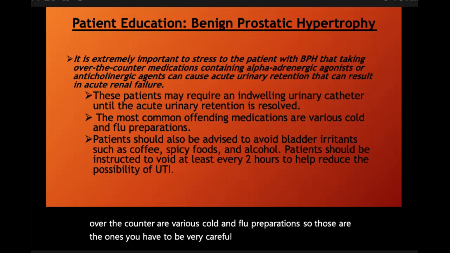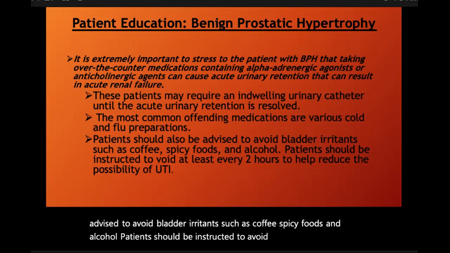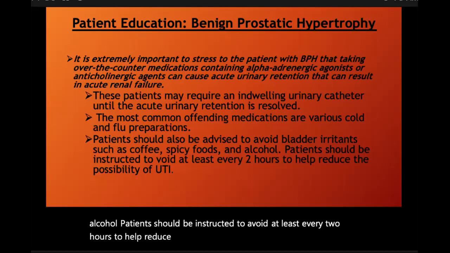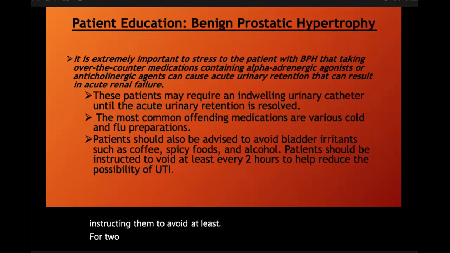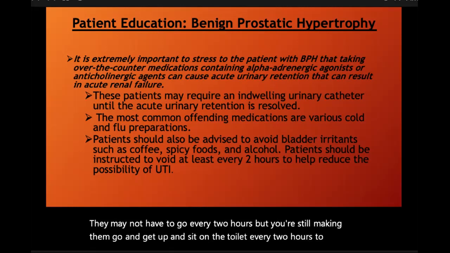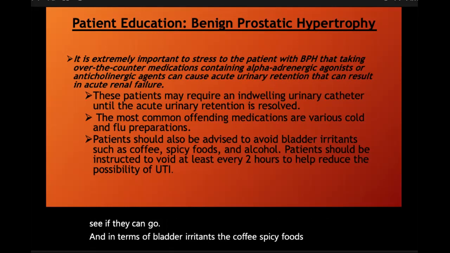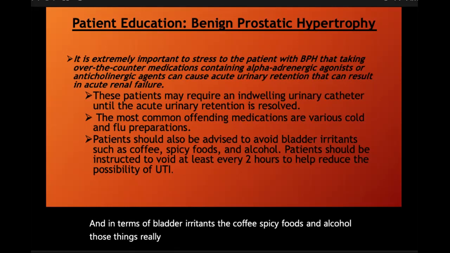Patients should also be advised to avoid bladder irritants such as coffee, spicy foods, and alcohol. Patients should be instructed to void at least every 2 hours to help reduce the possibility of UTI. So in terms of instructing them to void at least every 2 hours, that again is kind of like a bladder training technique. They may not have to go every 2 hours, but you're still making them get up and sit on the toilet every 2 hours to try to see if they can go. And in terms of bladder irritants, the coffee, spicy foods, and alcohol, those things really make you go more frequently. We don't need to give them more reason to go at this point.